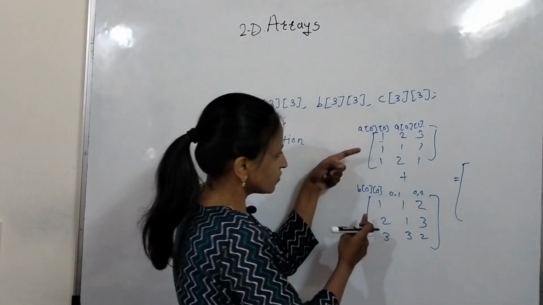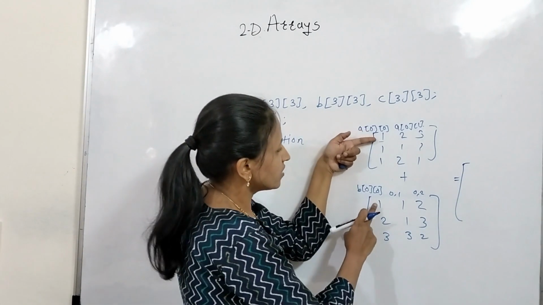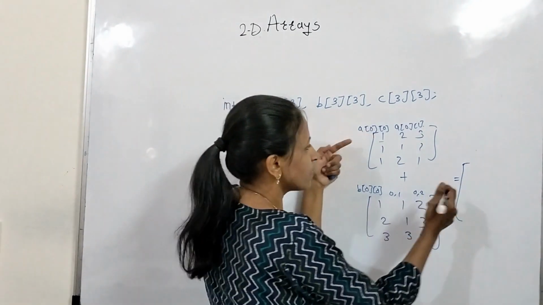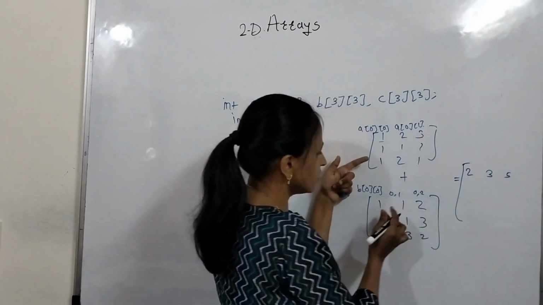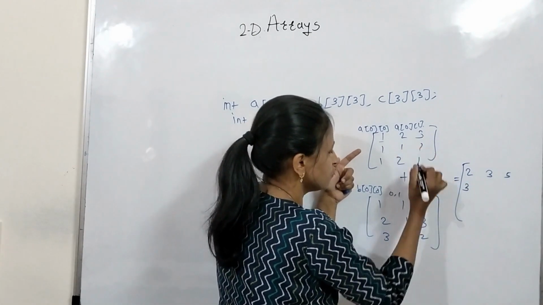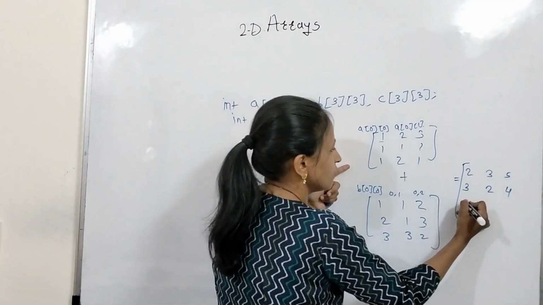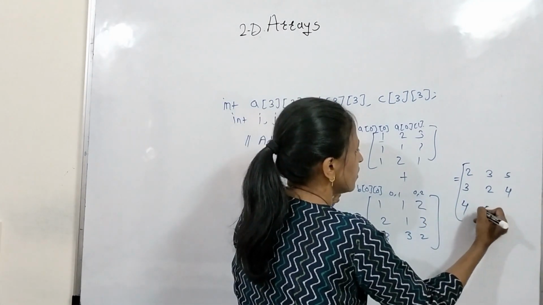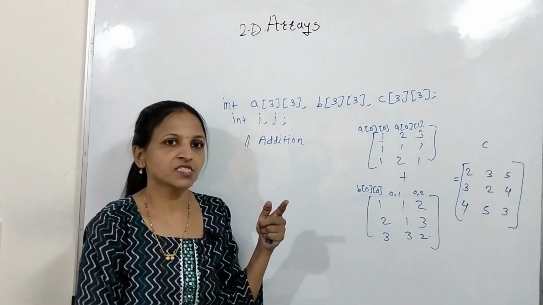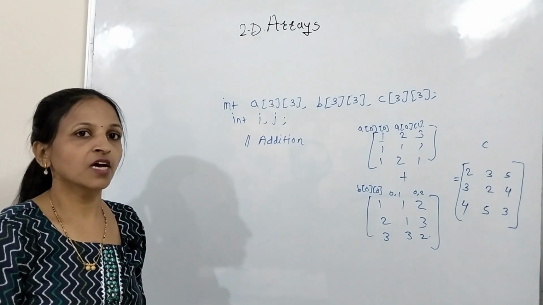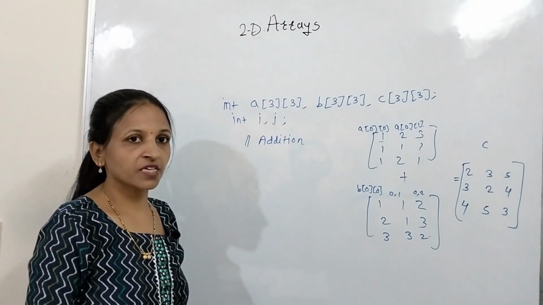See, for the resultant matrix, we have to add corresponding elements, meaning here i j will be the same. Okay, 1 plus 1 is 2, then 2 plus 1 is 3, 3 plus 2 is 5, here 1 plus 2 is 3, this 1 plus 1 is 2, this 1 plus 3 is 4, here 1 plus 3 is 4, 2 plus 3 is 5, and 1 plus 2 is 3. This will be the resultant matrix, and that we will store in the C matrix, the C two-dimensional array, and that we will display as usual, whatever logic we have seen to display the matrix.